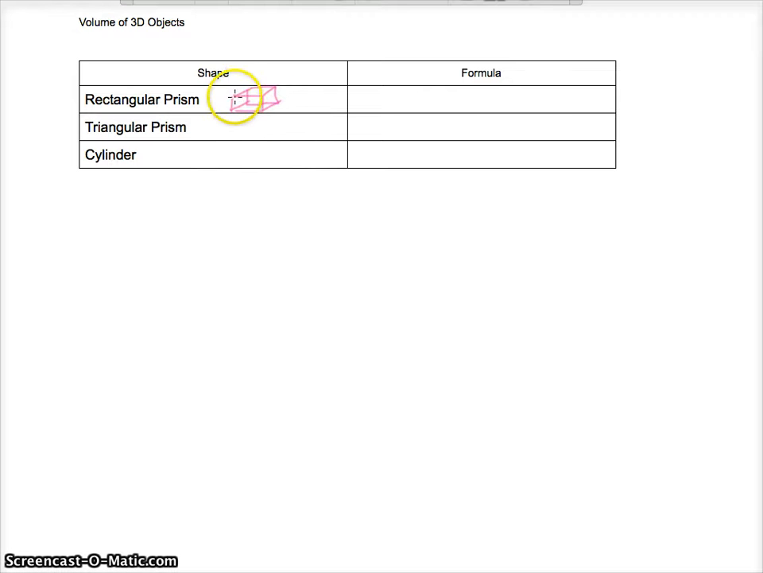It's got width, height, and length. So it's length, height, and width. So it's got three dimensions to it. The formula is going to look like this. Volume equals capital B times H, which means area of the base times height, or what we commonly refer to it as length times width times height.